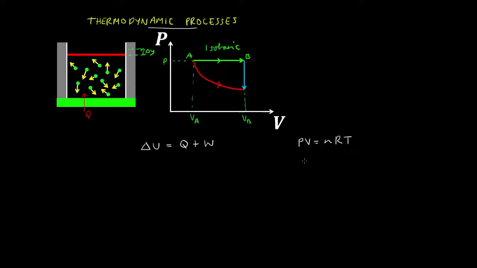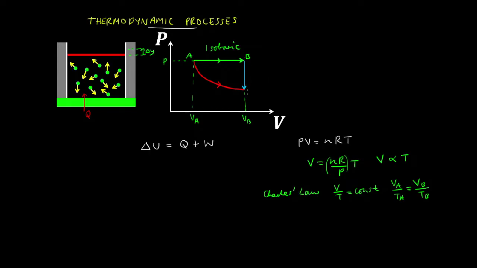So therefore, for constant pressure, if we turn this equation around, we have the volume is equal to nR on the pressure multiplied by the temperature. And given that this quantity is constant, then the volume is proportional to the temperature, or the volume on the temperature is constant. Meaning that the ratio of the volume to the temperature in state A is equal to the ratio of the volume to the temperature in state B. And this here is known as Charles's law.